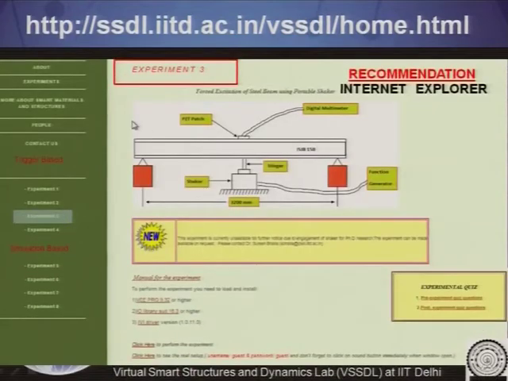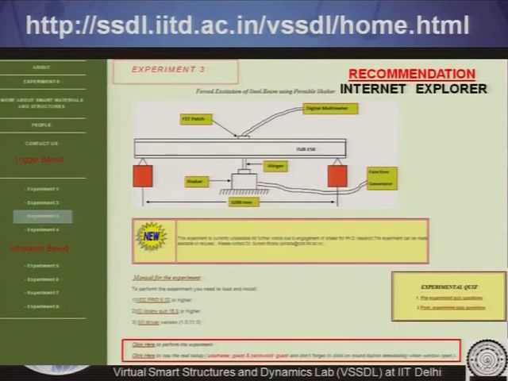In experiment number 3, the aim is to get the dynamic characteristics of this 3.2 meter long steel beam under forced excitation. So, it is a forced excitation based experiment. The user is again expected to read the manual and perform the pre-experimental quiz, and here using these links he can see the real time setup of the experiment, and with this click he needs to perform the experiment.